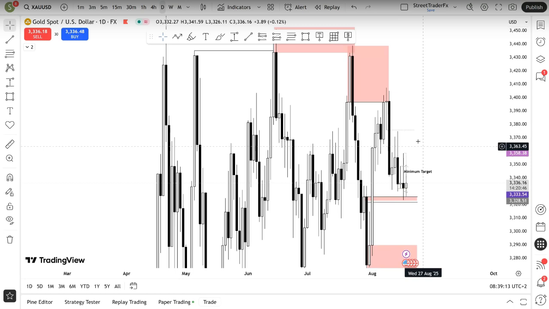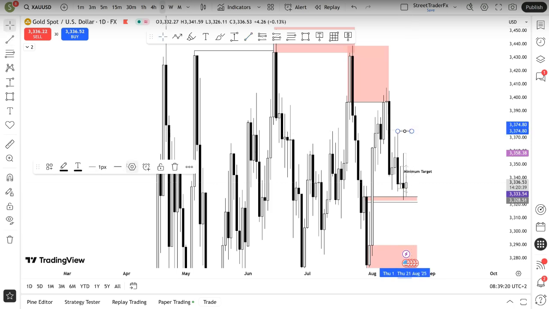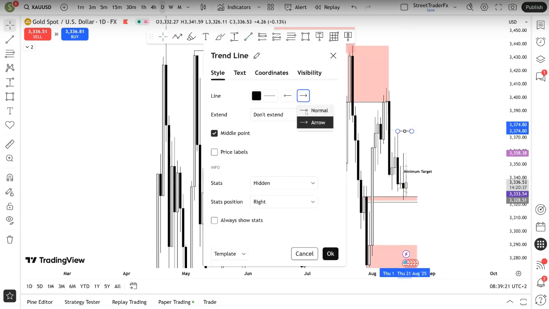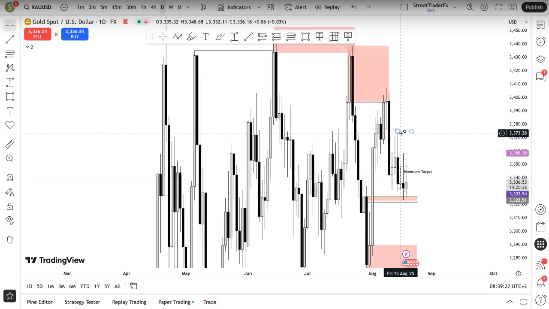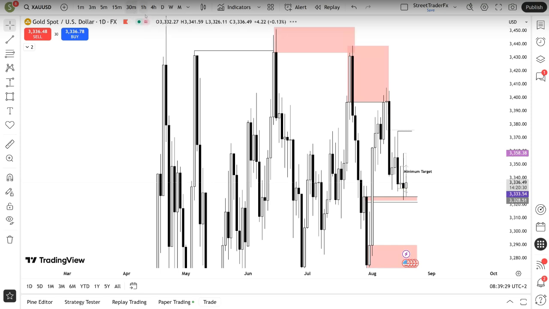So for me, I'm anticipating that this high probability supply is still valid, and then we're going to create a stop hunt of this previous high, which almost traded into this high probability supply area, so that we can be able to get a sell. So we're on the M30.